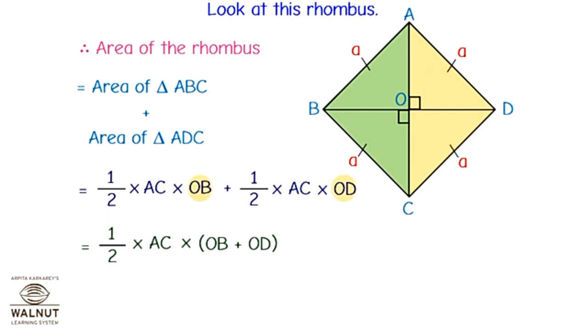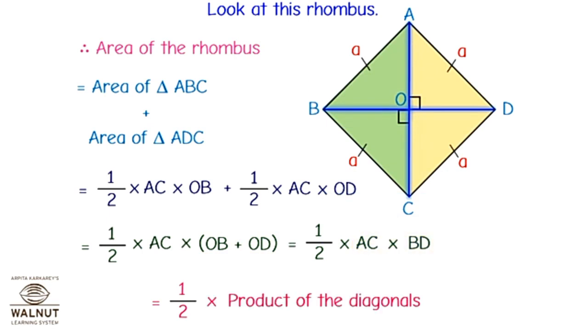So half into AC into OB plus half into AC into OD. Taking half AC as common, we'll get half into AC into OB plus OD, where OB plus OD is BD. So half into AC is one diagonal and BD is the other diagonal. So half into product of the diagonals is the area of rhombus.